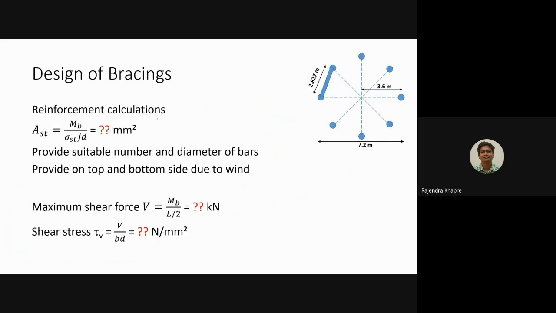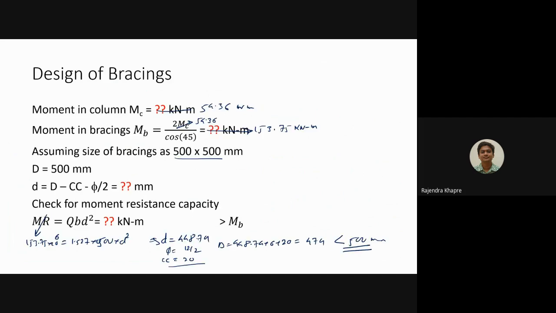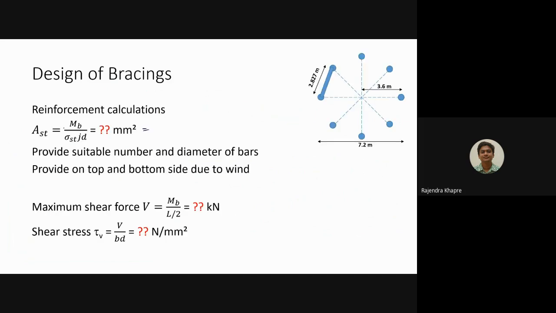So if you provide the AST, your bending moment in the bracing is 153.75. Sigma st is 130. J, I think J value कितना आएगा बेटा इसमें? 0.86. Okay, and the d value, I'm assuming this is 500 mm, so minus let us say 20 clear cover and 6, that is the half of the diameter of the bar. So this is going to give me something like 474.